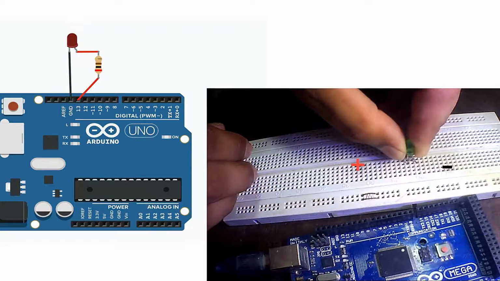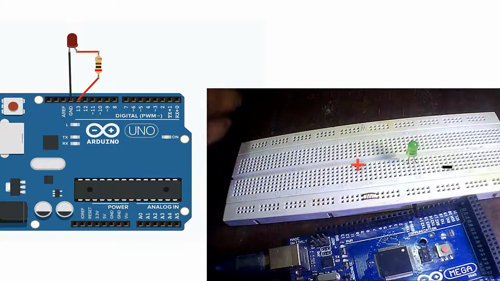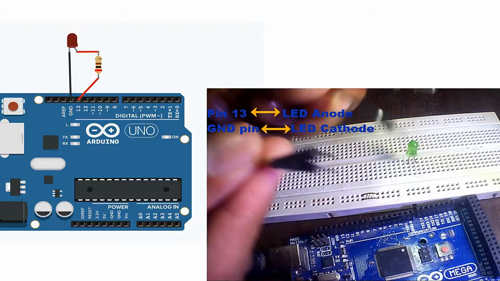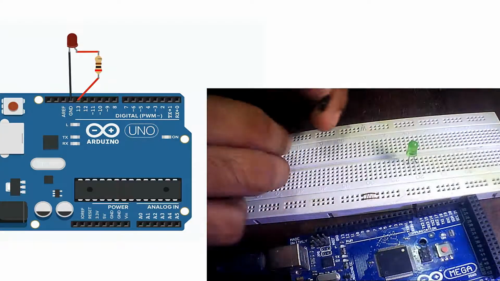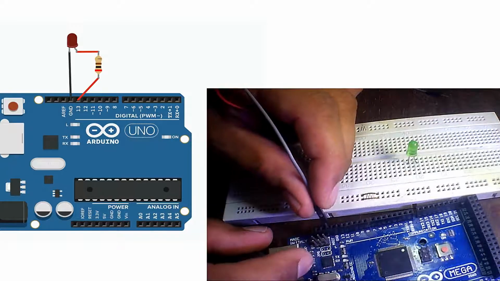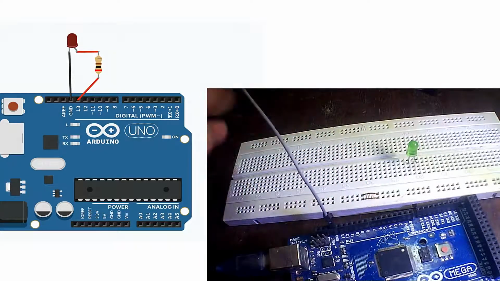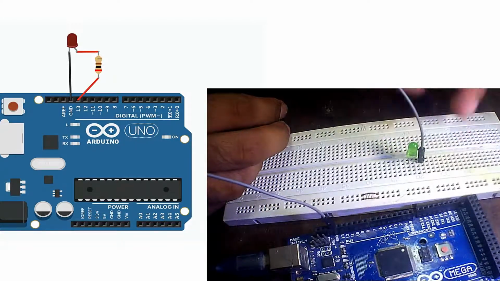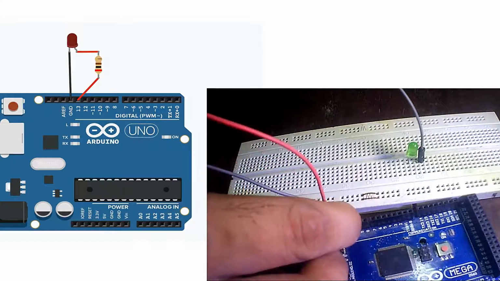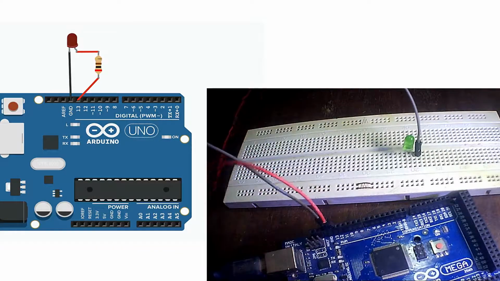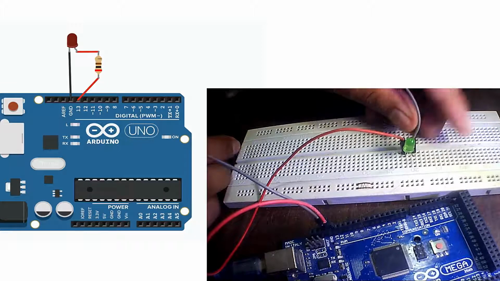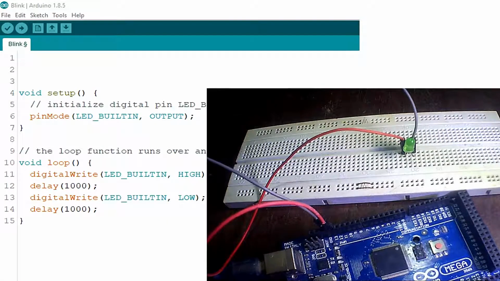My LED is green and it has a positive and negative terminal respectively. Make these connections. Connect the ground pin to the cathode of the LED. This is the ground. And digital pin 13 of the Arduino UNO or Mega, connect it to the anode terminal of the LED, which is the positive terminal, and go ahead and upload this code.